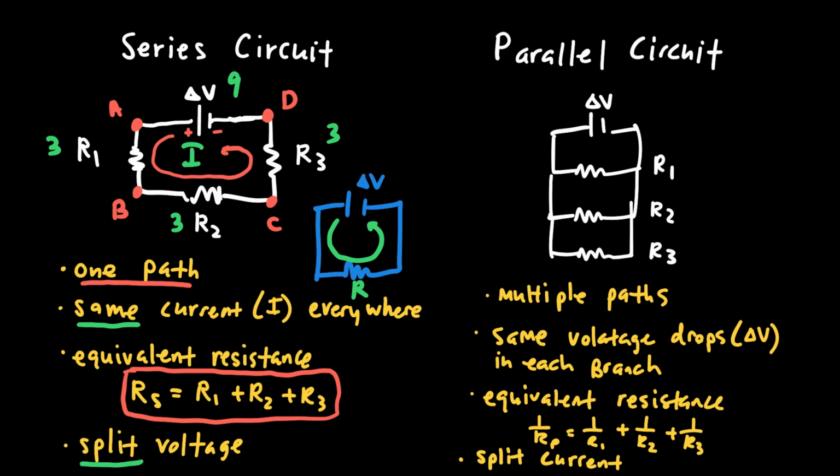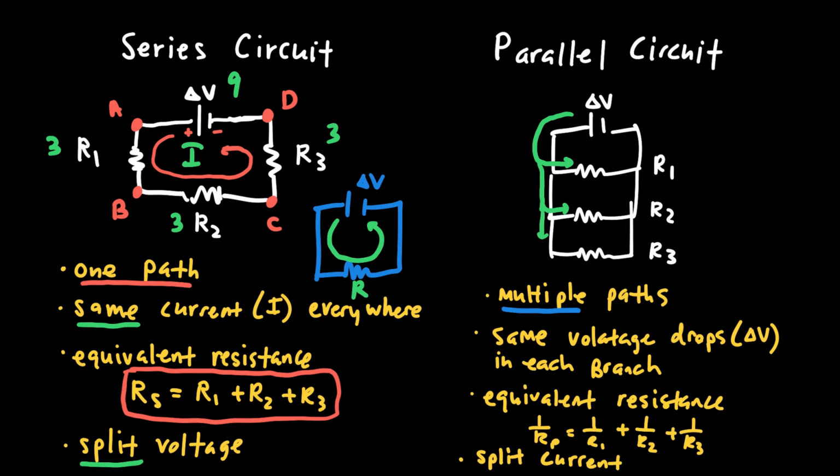Now for the parallel circuit. Clearly, there are multiple paths, right? If the current comes out of the battery here, it has a choice to go through this top branch or keep going down to the bottom branches, and then again to go through the second branch or keep going down to the third branch. And so there are multiple paths.